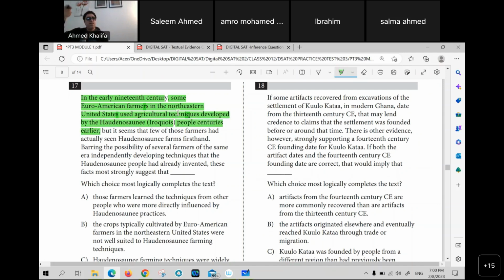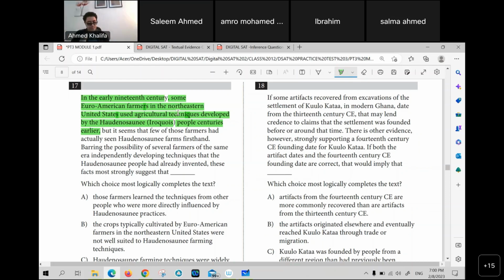Again: in the early 19th century, which is not very old, right? Some Euro-American farmers, who were originally European, in the northeastern United States used agriculture techniques developed by the Haudenosaunee Iroquois people centuries earlier. So they used something that was developed many centuries ago.